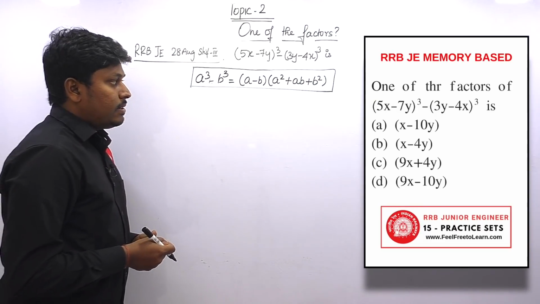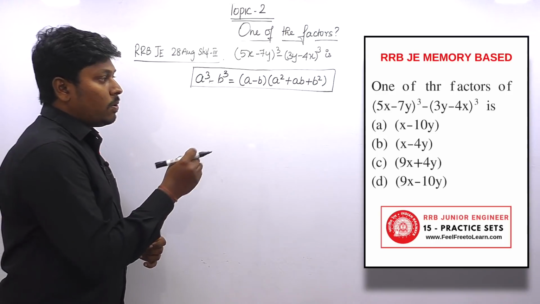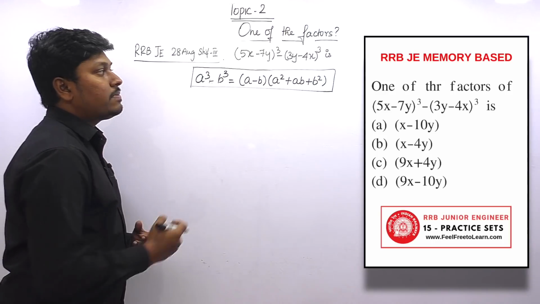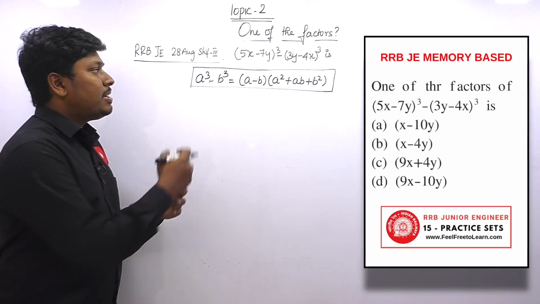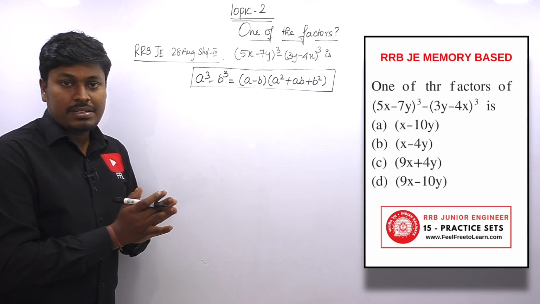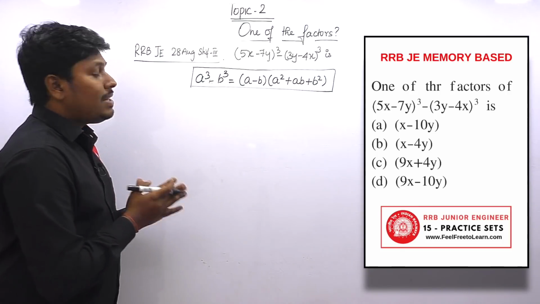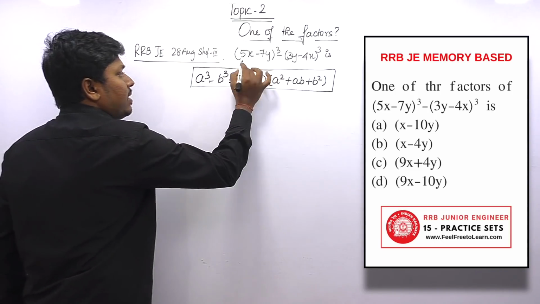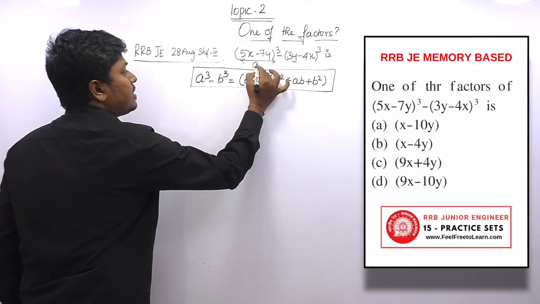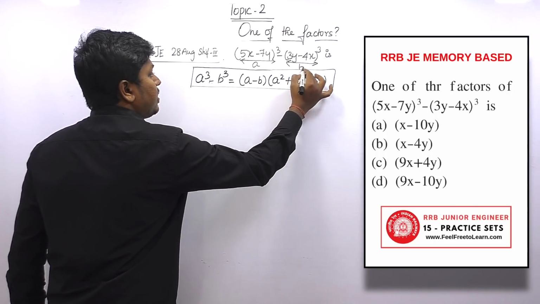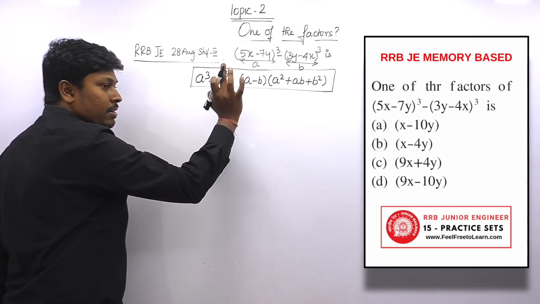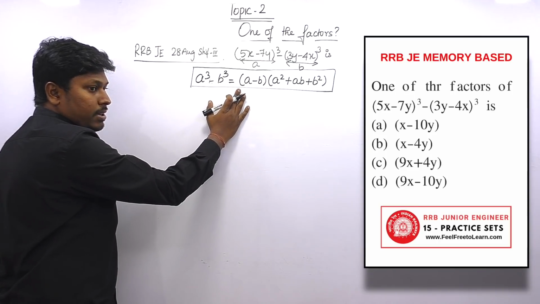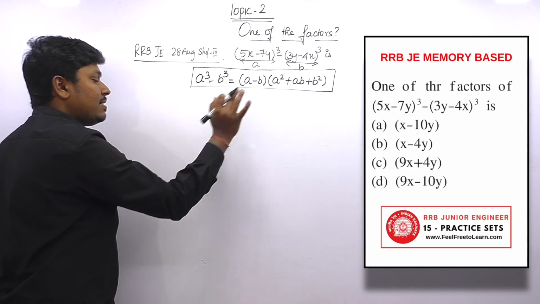Question number 3. 5x minus 7y the whole cube minus 3y minus 4x the whole cube is. So similarly we need to find the factor for the given question, and this was asked in the 28th August shift number 3. So listen here, how you need to solve. Just now I told you, you should consider the complete term as a and the complete term as b, and the formula is a cube minus b cube. I have told you one shortest formula here. So apply this formula, you can easily get the answer, right?